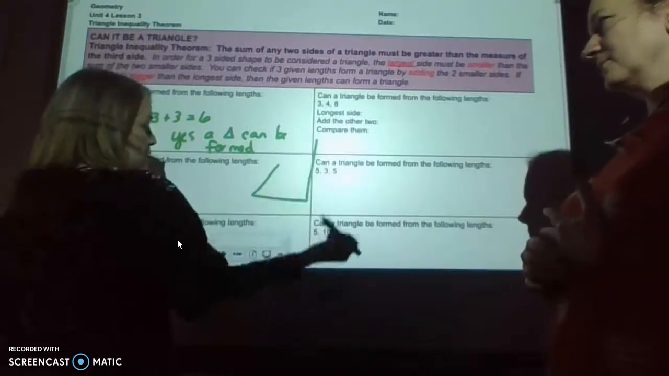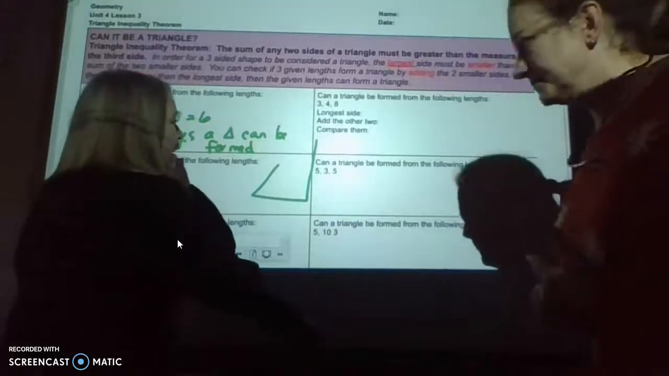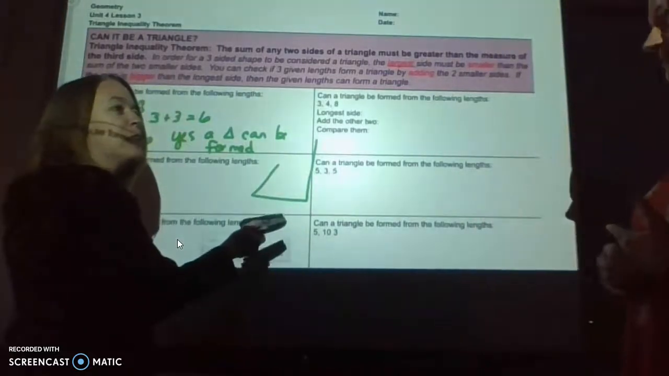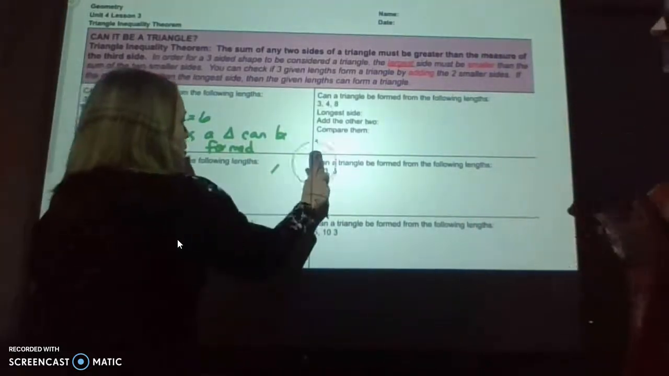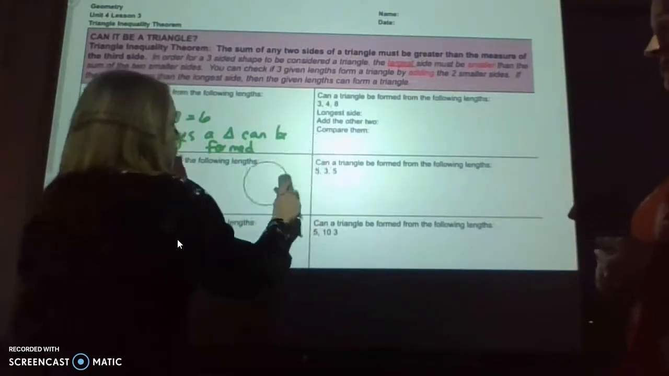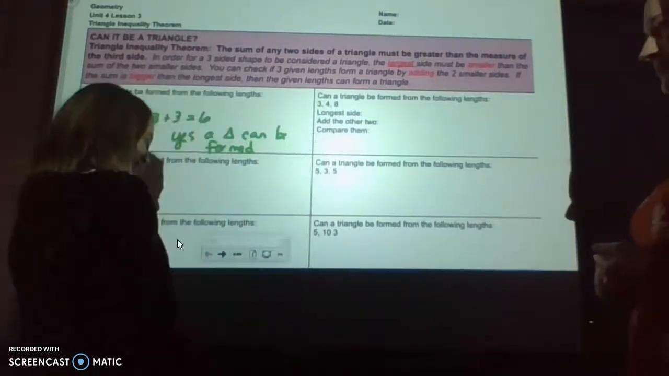It never meets in a triangular form, and that would be a problem. Is that a triangle? No, because it's not closed. It's three sides, but it's not closed. That's right.